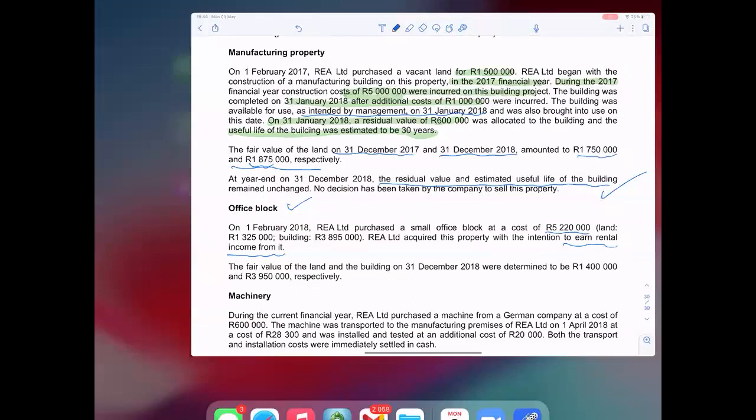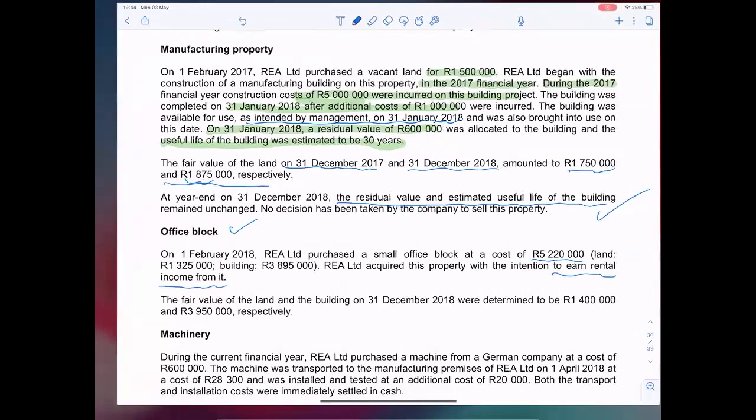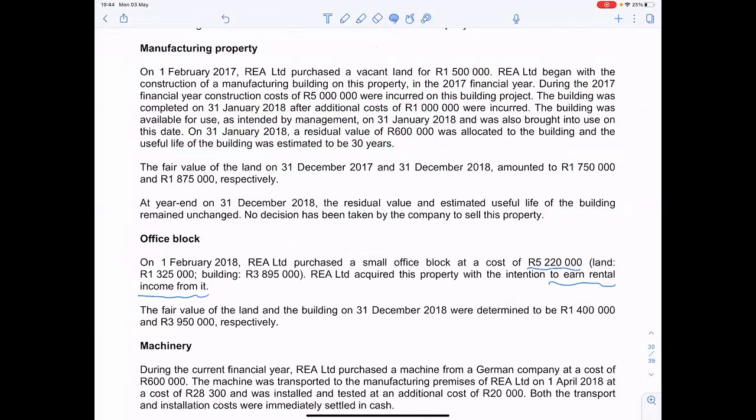Yes. So the first property is property, plant, and equipment. The office block is investment property. We said investment property is property that is held to earn rentals or for capital appreciation. So this one is going to be disclosed under investment property. The manufacturing property is going to be disclosed under property, plant, and equipment. Are we together?